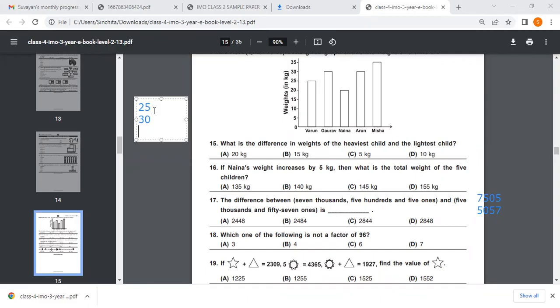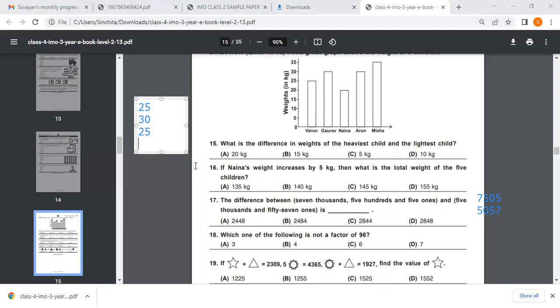20. 20 plus 5 is how much, beta? Because Naina's weight will increase by 5 kg. So 20 plus 5 will be how much? 5 plus 20. Naina's weight is 20. It will increase by 5. So what is the result? Let Shruti tell it, beta. Shruti, tell me what is the new weight of this girl, Naina? 25. 25, very good.